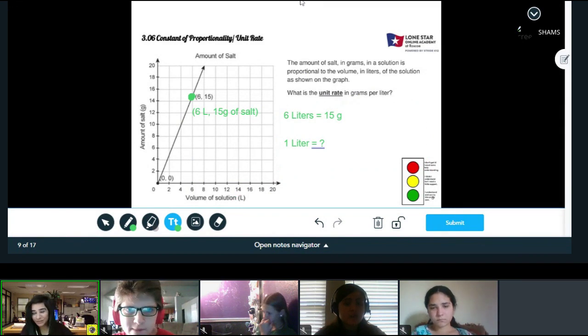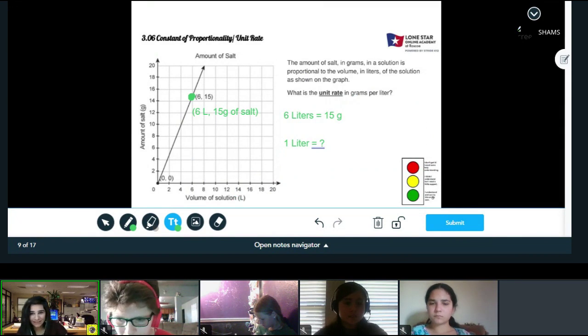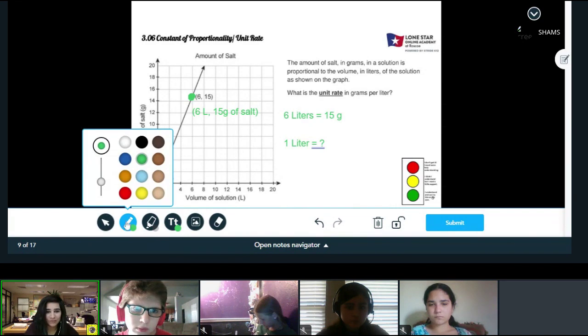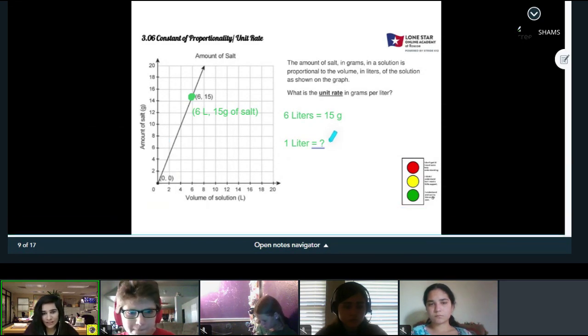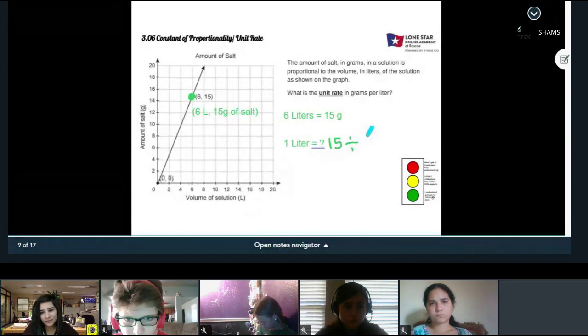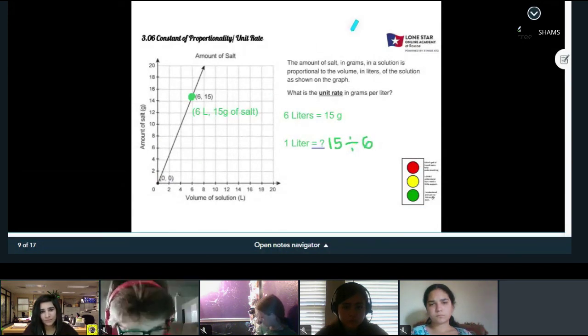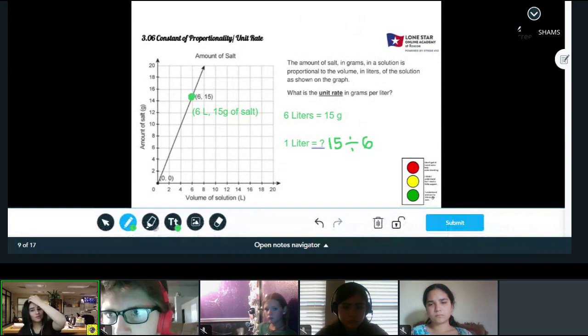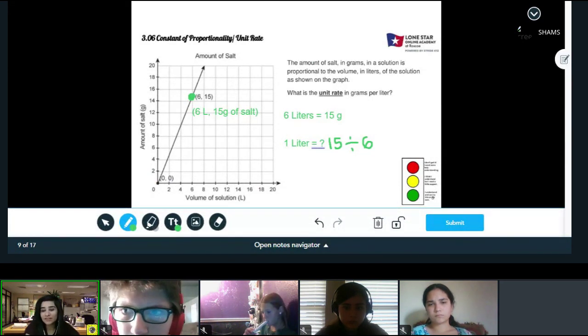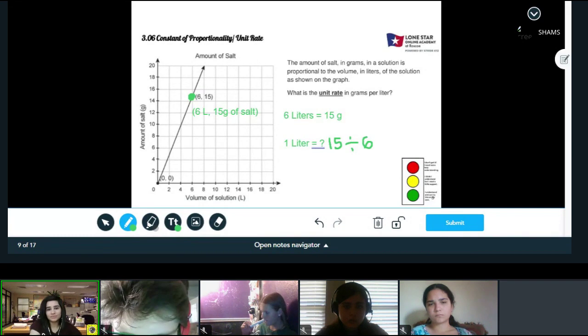Are we good about finding the amount of salt in 1 liter? Very good, Ben. Excellent. To find for 1 liter, I will divide, right? I will divide 15 by 6 and it will tell me the amount of salt in grams in 1 liter. And for 0 liters, it makes sense that there will be no salt in 0 liters, right?